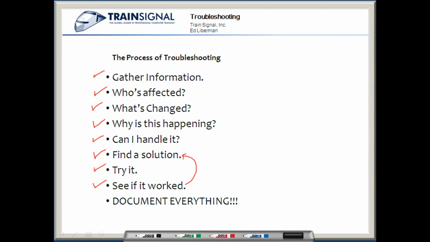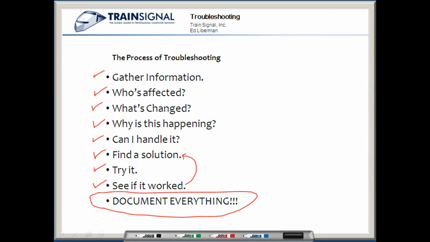Now there's one more bullet point that I have here, and this goes back to a previous video, and that is document everything. Okay, you remember? Talked to you about documentation in the last video, and it's so important. If there's a problem on the network and you gathered your information, you figured out who and what is affected. You saw what changed. You figured out why it's happening. If you could not handle it, if you escalated it, that's okay. I told you, once you've escalated it, doesn't mean you can't follow up with it. After you follow up with it, you can still document.